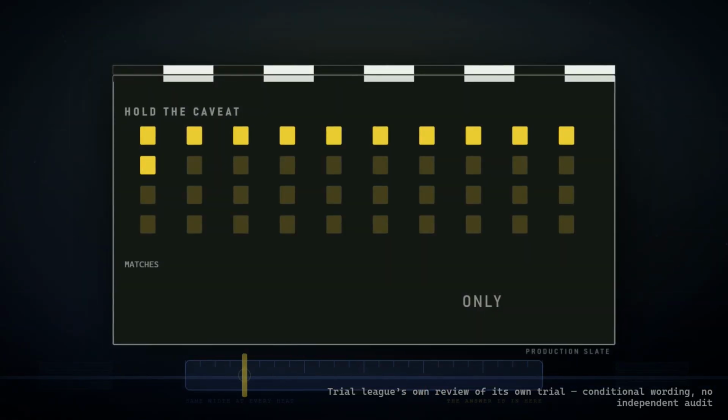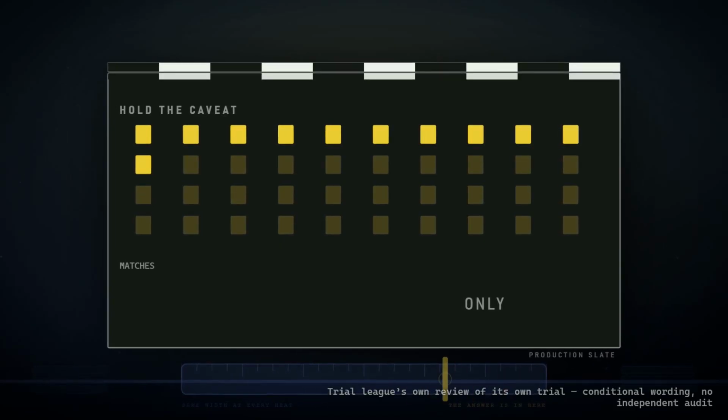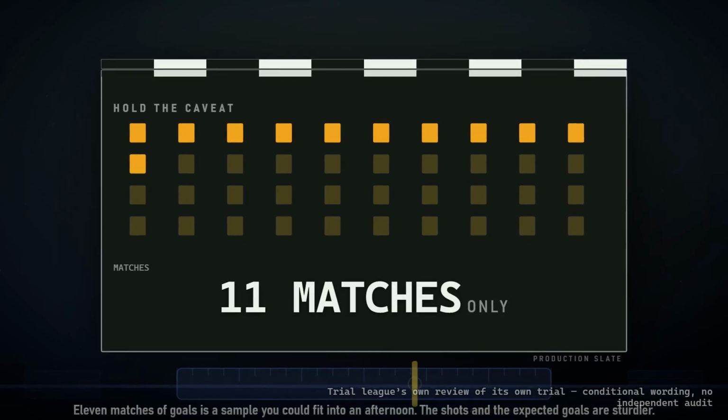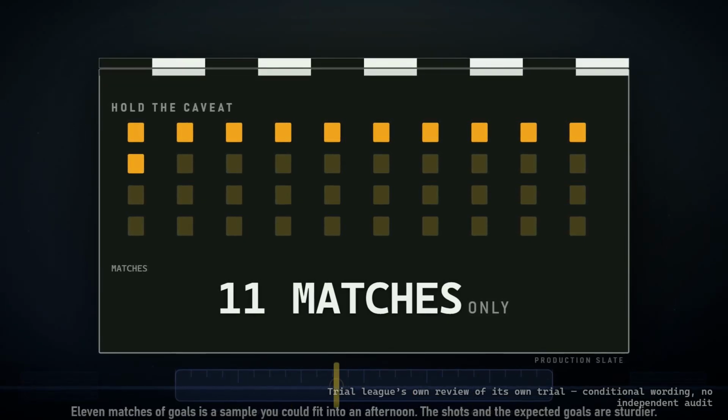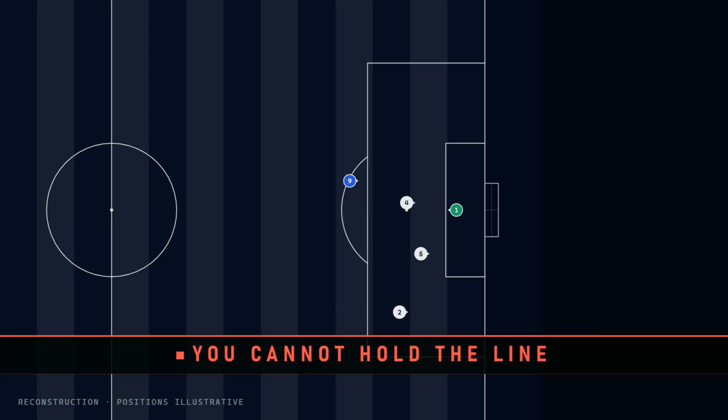11 matches. Hold that caveat tightly. The league flagged it themselves, and 11 matches of goals is a sample you could fit into an afternoon. The shots and the expected goals are sturdier, but the direction has a reason. If an attacker can stand shoulder to shoulder with your deepest defender, you cannot hold a line.